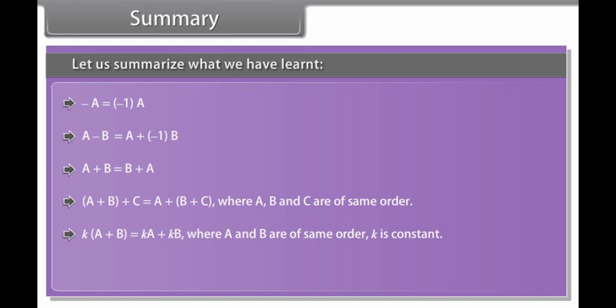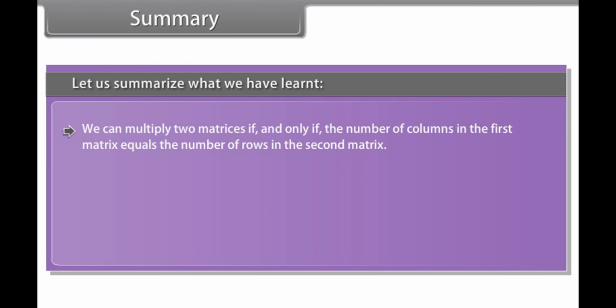K is a constant. K plus L into A is equal to K into A plus L into A, where K and L are constants. We can multiply two matrices if and only if the number of columns in the first matrix equals the number of rows in the second matrix. A into BC is equal to AB into C. A into B plus C is equal to A into B plus A into C. A plus B into C is equal to A into C plus B into C.